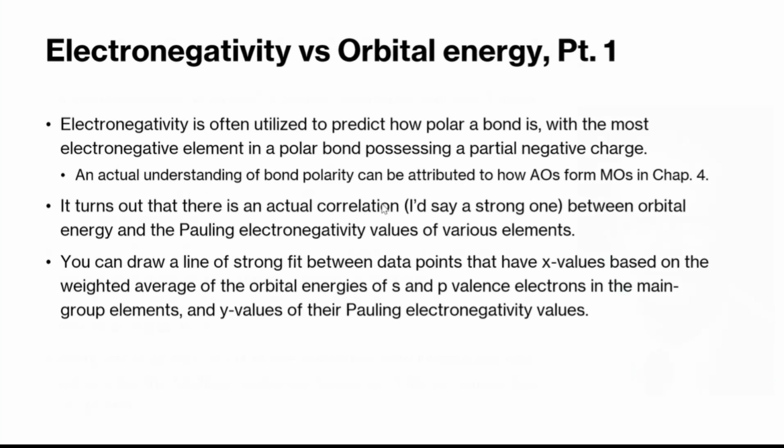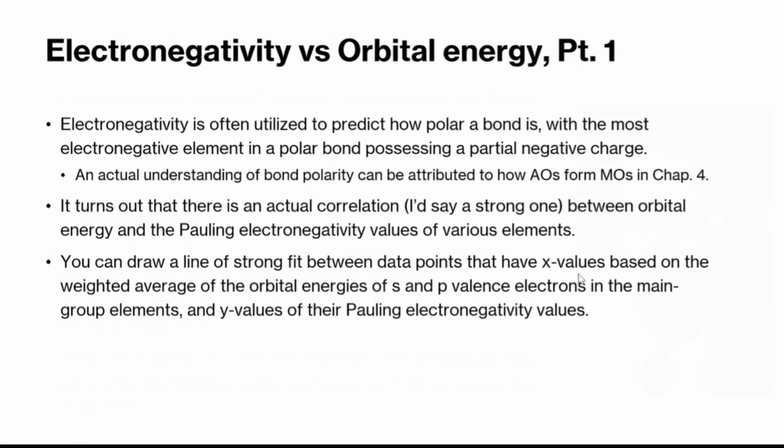So, of course, electronegativity is often utilized to predict how polar a bond is, with the most electronegative element in a polar bond possessing a partial negative charge, especially with something like water. An actual understanding of bond polarity can be attributed to how atomic orbitals form molecular orbitals, as back in chapter 4. Now, it turns out that there's a strong correlation between orbital energy and the Pauling electronegativity values of various elements. So, you can draw a line of best fit between data points that have X values based on the weighted average of the orbital energies of S and P valence electrons in your main group elements, and Y values of the Pauling electronegativity values.